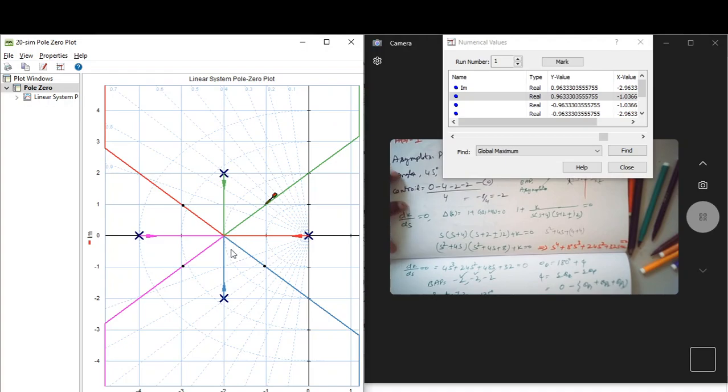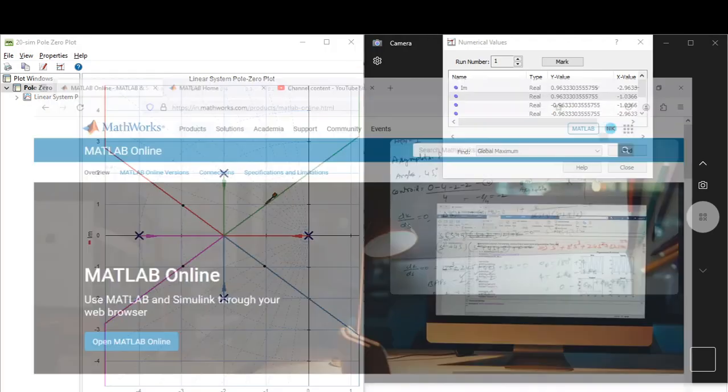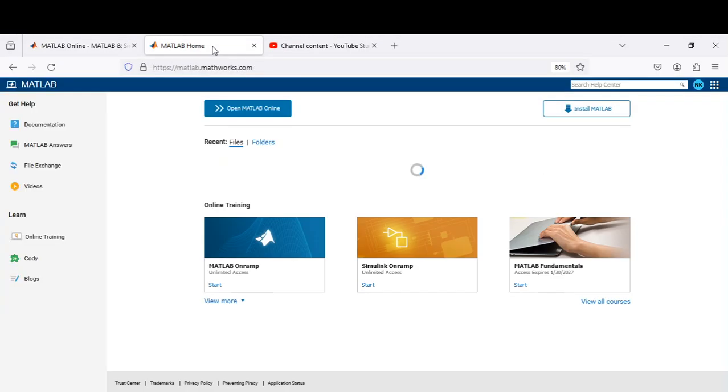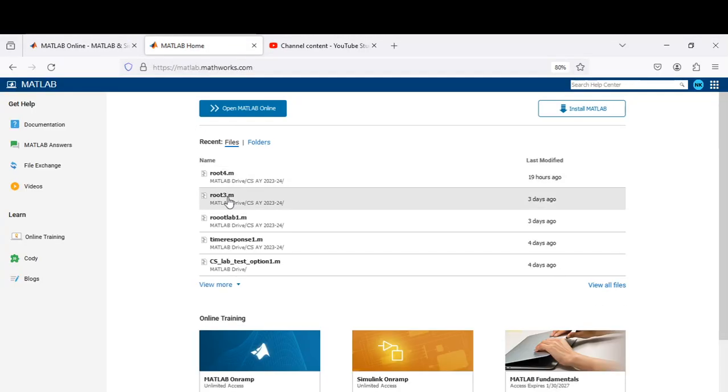Maybe you can just try the same thing in MATLAB also. What I can do is go here to MATLAB. So let us find this. I can edit the roots. Give me a minute.